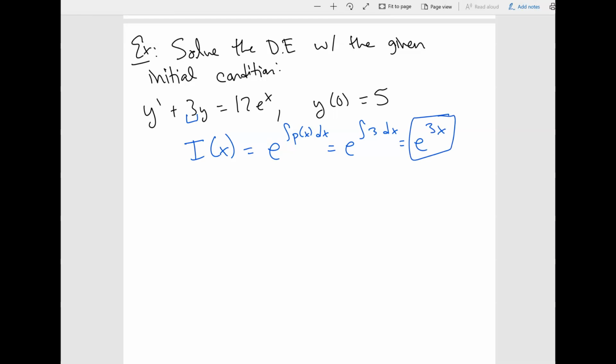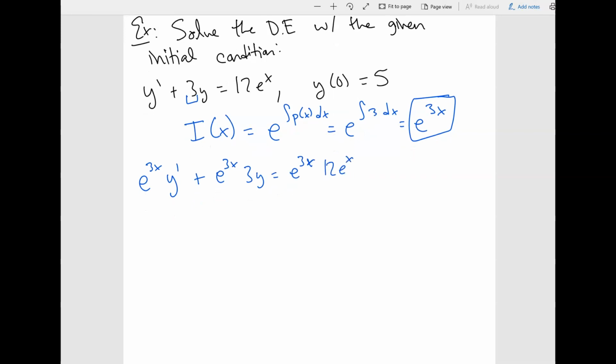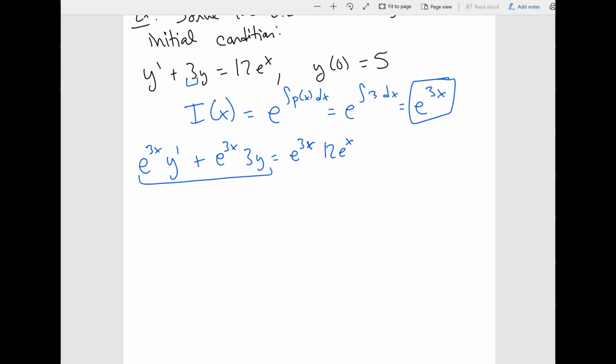So I'm going to multiply by e to the 3x to every single term. The y prime is going to get an e to the 3x. You're going to have e to the 3x and then a 3y, and then e to the 3x and then a 12 e to the x. So this whole thing is just going to be the reverse of the product rule, which is just e to the 3x times y. And then this thing is just going to be 12 e to the 4x, because this and this is going to give me e to the 4x.